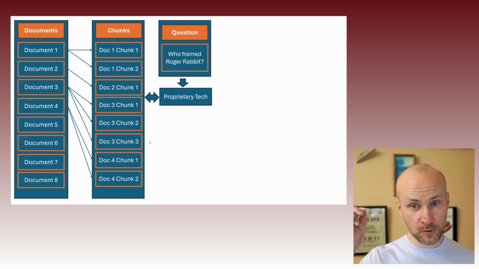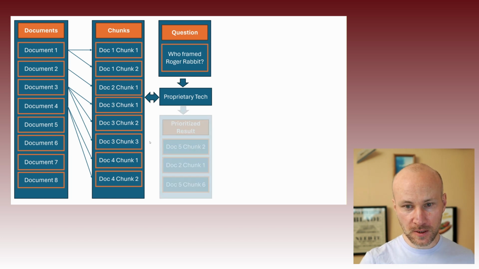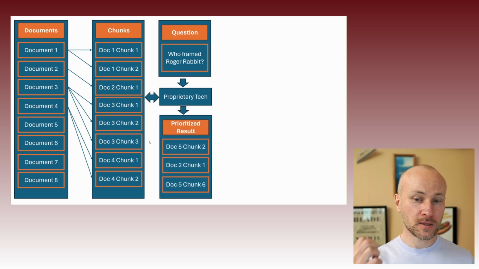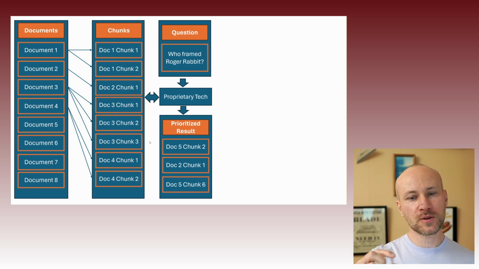And then we're going to match the question with chunks. The matching process will give us prioritized results. It'll tell us document 5, chunk number 2 is the best matching chunk to the question you asked.